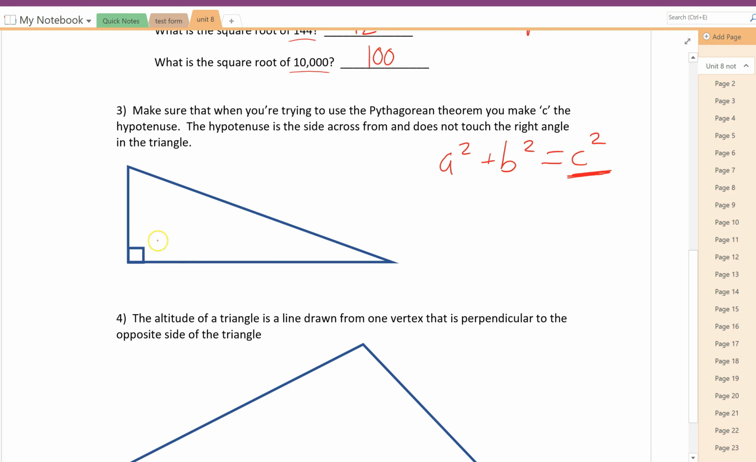Right? C is always the side across from the right angle. So C is always the hypotenuse. The way you'll know you have the hypotenuse is if you're at the side that's across from the right angle, or you could think of it as the side that doesn't touch the right angle. Right? If here's my right angle, it touches this side and it touches this side, but it doesn't touch C. Right? So make sure you put C as the hypotenuse.